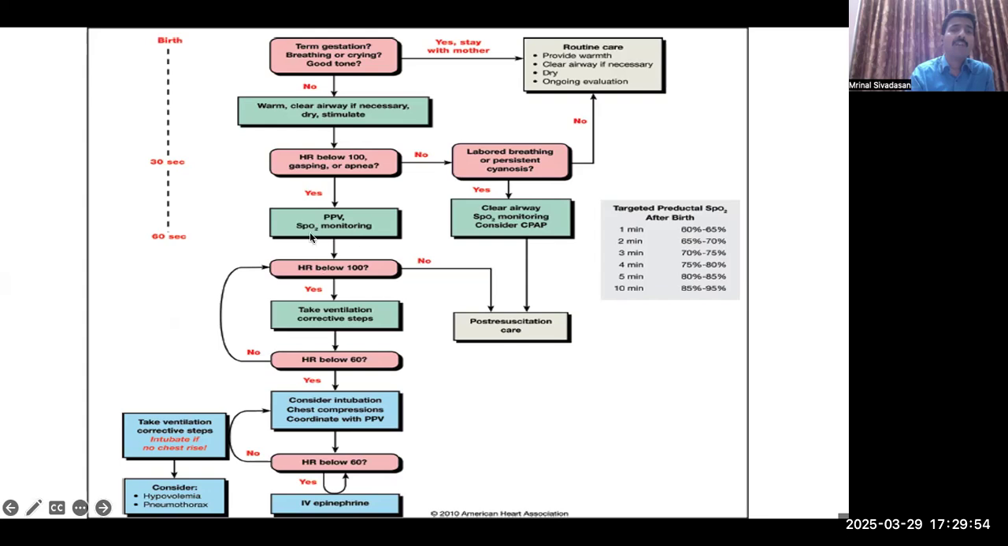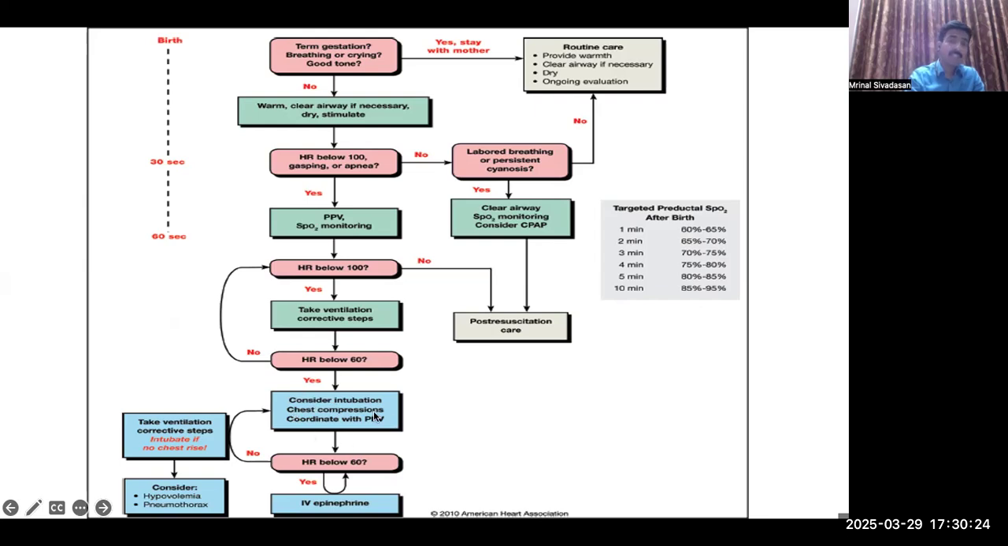If the heart rate after 30 seconds of positive pressure ventilation is less than 100 and not rising, then you have to do the ventilation corrective steps. After giving effective ventilation for at least 30 seconds, if the heart rate is still less than 60, then you go for chest compression, in which case you have to intubate the baby and coordinate compressions with positive pressure ventilation.